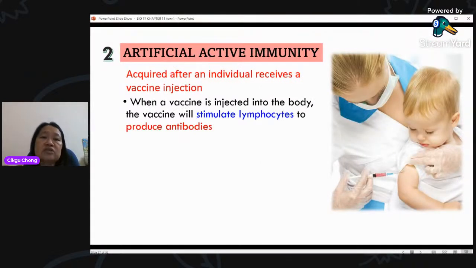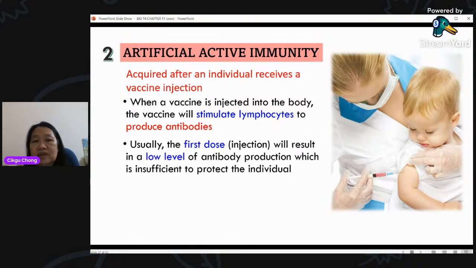When a vaccine is injected into the body, the vaccine will stimulate lymphocytes to produce antibodies. Normally you may need more than one dose. The first dose of the injection will result in a low level of antibody production. Your body requires time to produce antibodies, so you will not get an immediate spike in the amount of antibody that is enough to protect.